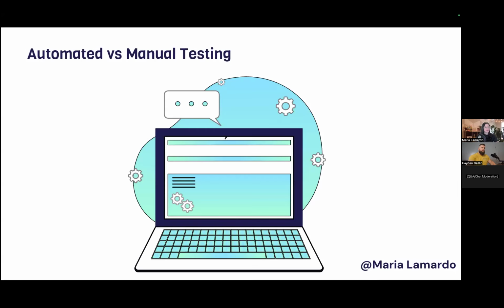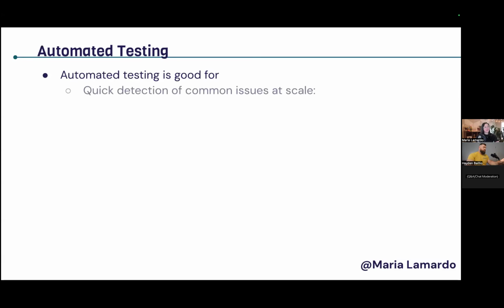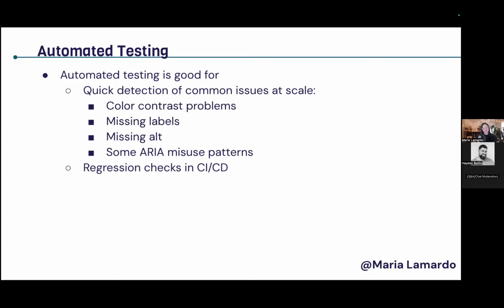All right, so let's talk a little bit about automated versus manual testing. Automated testing tools are great at a couple of things. Number one is to find common and repeatable issues really fast. You can find things like color contrast problems, missing labels, missing alt text, and some ARIA misuse patterns. And we'll go over some of these in a little bit. But really, it's great for having regression checks in your CI/CD.